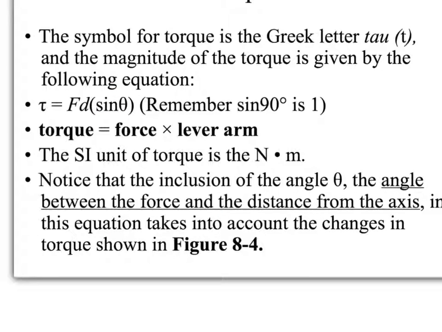Now, remember the sine of 90 degrees is 1. Being 90 degrees is that first picture of the cat with the most torque. It is pushing perpendicular to the door. So that angle, the force and the lever arm are perpendicular to each other. So torque is the force times that lever arm. Our standard unit is the Newton meter.